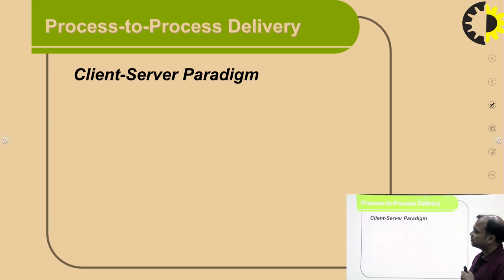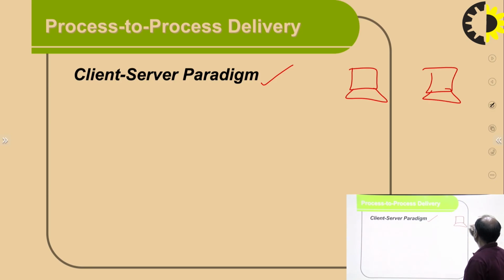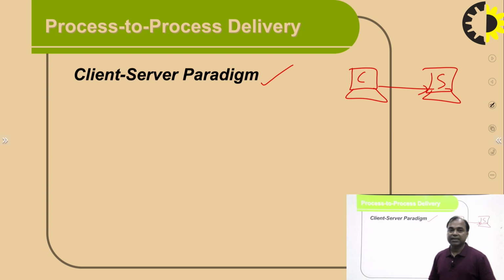Next is process to process. What is process to process delivery? In process to process delivery, first we have a client server architecture. There is one client who is sending or receiving data, and there is one server from which we are fetching the data, or sending and receiving data. So process to process is basically a client server architecture.